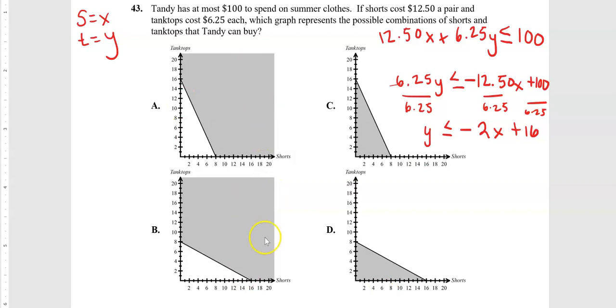So I have to find a graph that matches. My y-intercept is 16. So again, I know that C and A are possible answers, but B is not and D is not. Now I have to look, these are graphed the same, A and C, but they're shaded differently. Because y is less than or equal to, we are going to look at graph C for 43. That means any point inside this graph would represent the number of tank tops and shorts that Sandy can buy for $100 or less.